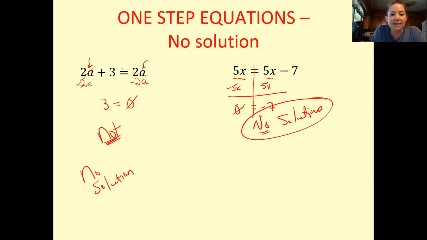So do you see what happens? On one side, we had just 5x, and on the other side, we had 5x, but then there was something added to it. That extra part is going to make those two sides never equal. I hope you understand. Just like this one: 2a and 2a, those are equal, but then they threw +3 only on one side. If they threw it on both sides, we'd have an infinite number of solutions.